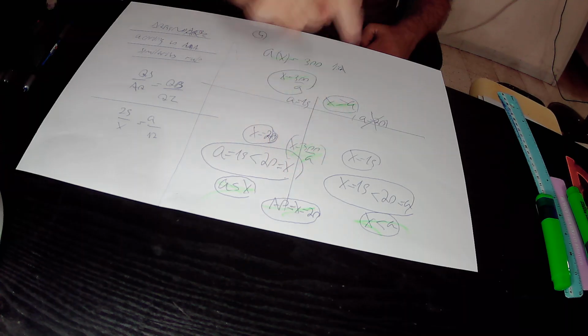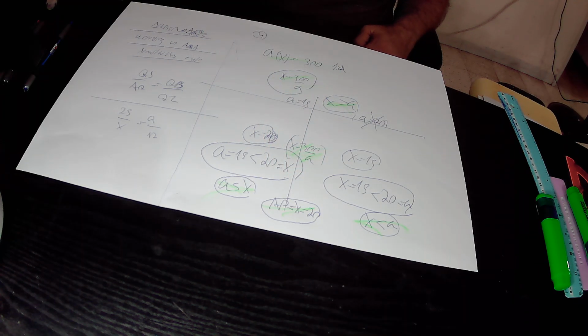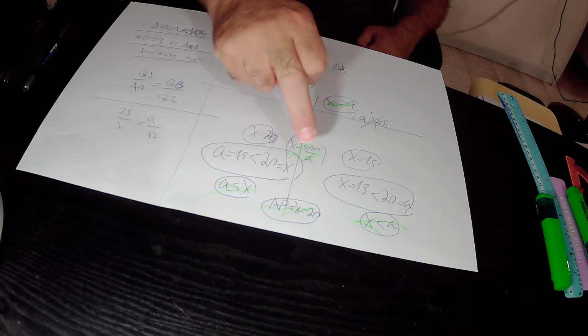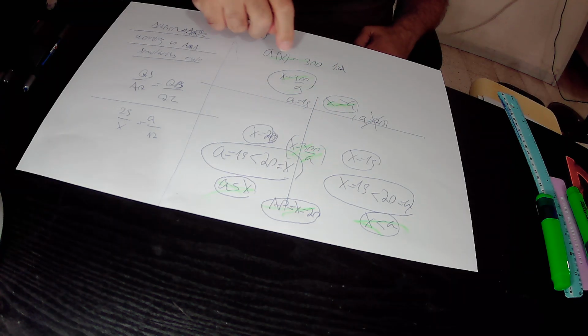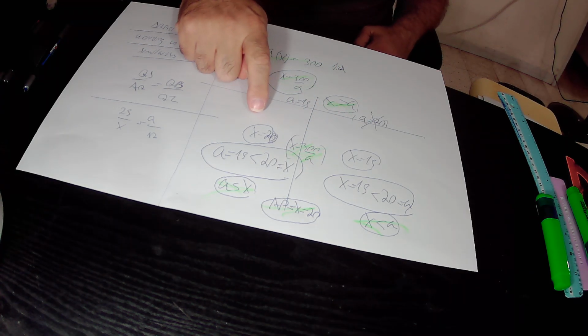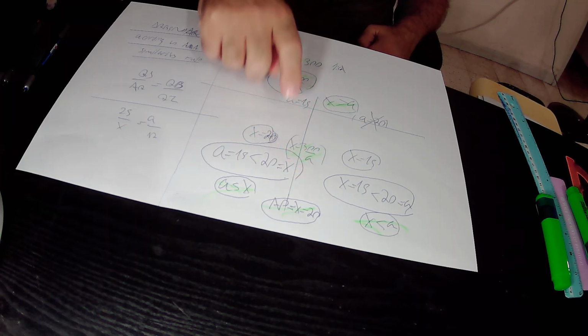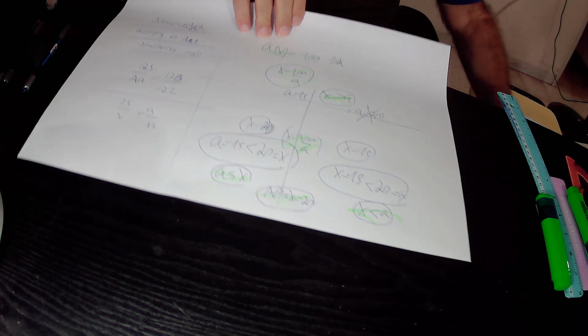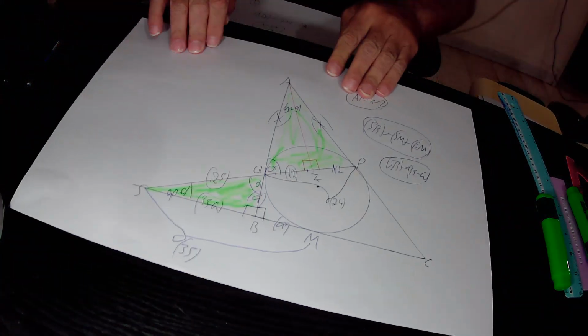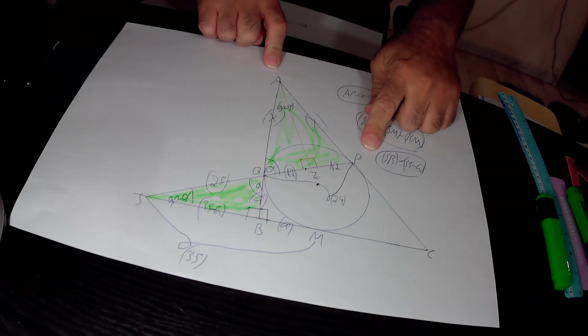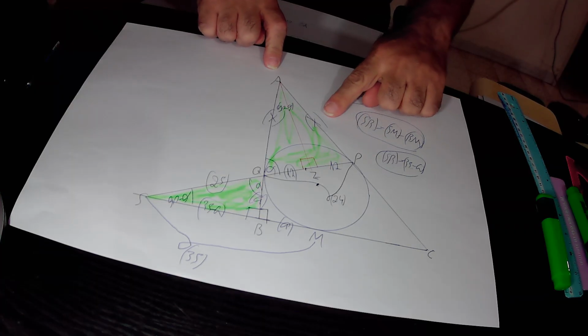AP equals X, which is equal to 20 units. Again, this is line segment AP, that equals X, and X equals 20 units in its length.